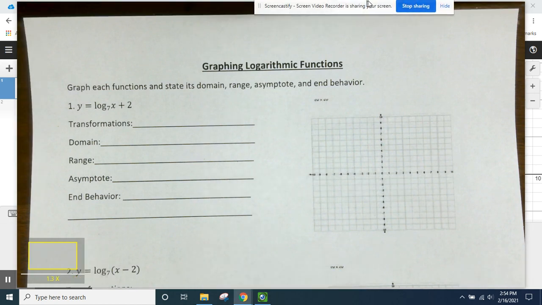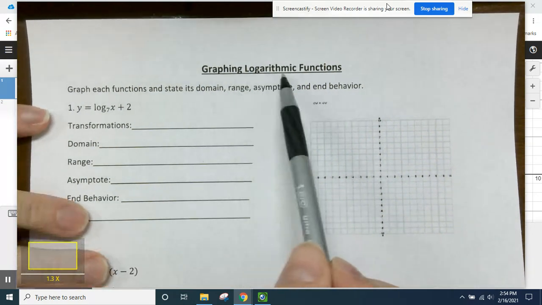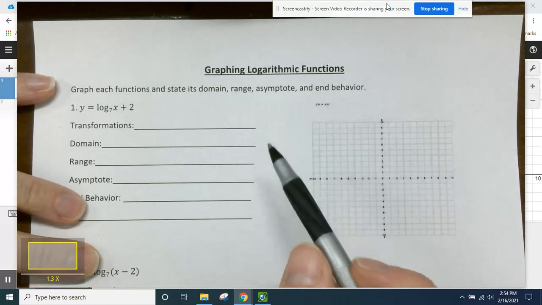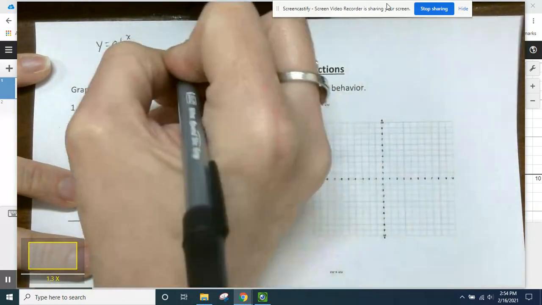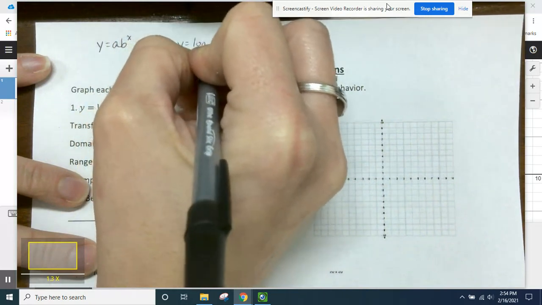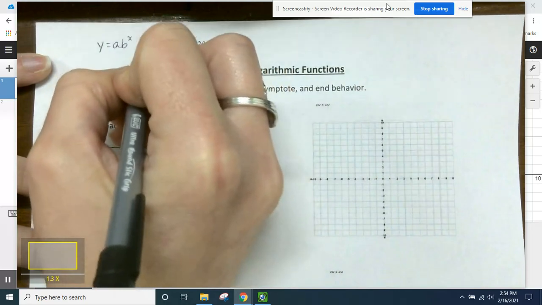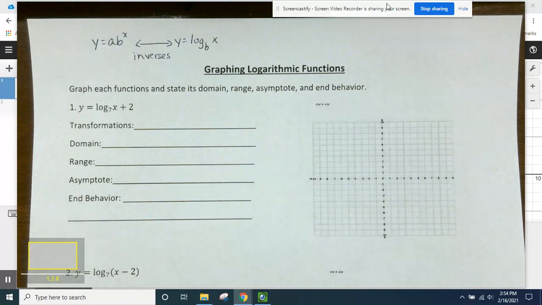All right, guys, in this video, we're going to be looking at graphing logarithmic functions. Now, there's a couple things I want to remind you of. One is that a logarithmic function is an inverse of the exponential function, okay? So the function that was y equals ab to the x, and now our function y equals log base b of x, these two are inverse functions. They're inverses, okay? Now, we learned last week what exponential functions look like, okay?